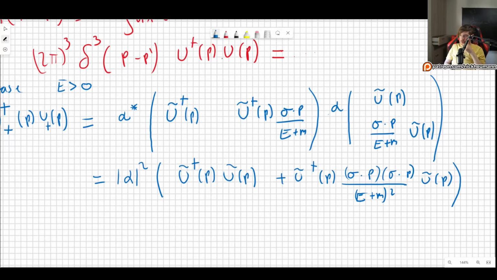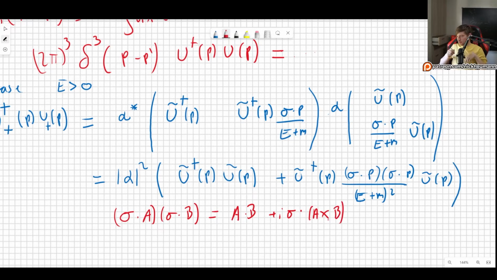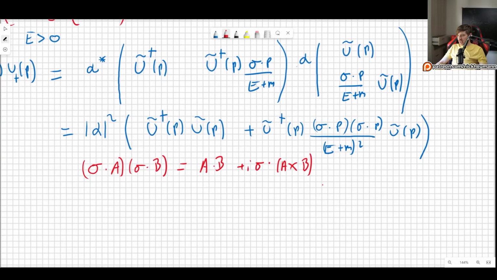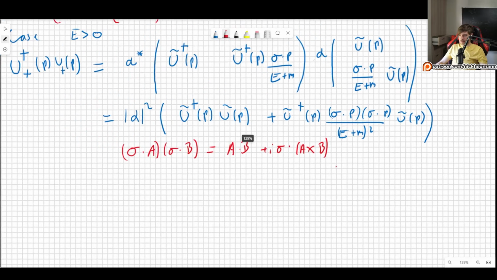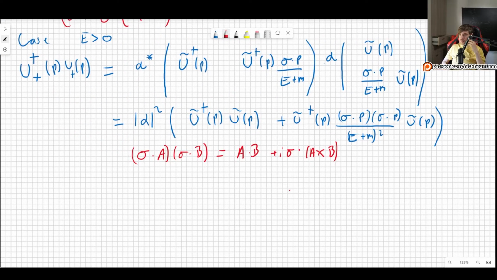Now, as you may recall from quantum mechanics courses, there is a useful property for the sigma matrices. If we have sigma dot A, sigma dot B, this is A dot B plus I sigma dot A cross B. We could prove this at some point, but honestly, I think it's a little bit beyond the point. If you're really interested, I can make a video about it. It's just one of the general properties of the Pauli matrices, so I don't know if we are all that interested in it for now, but if you are, let me know.